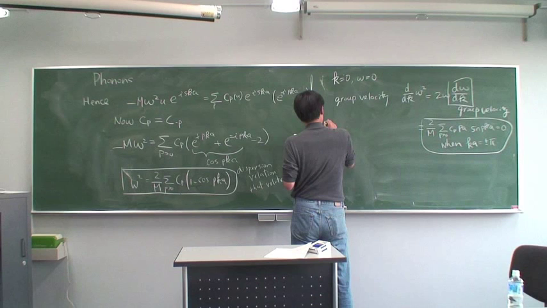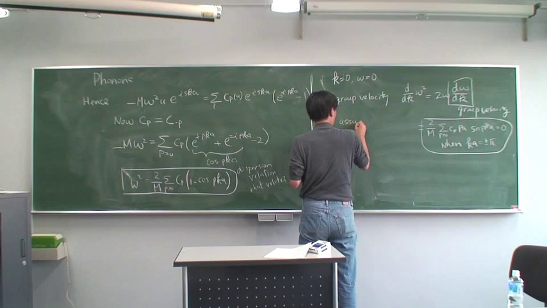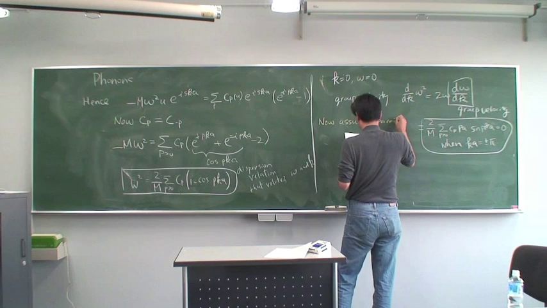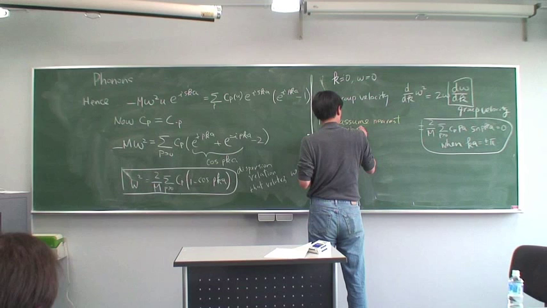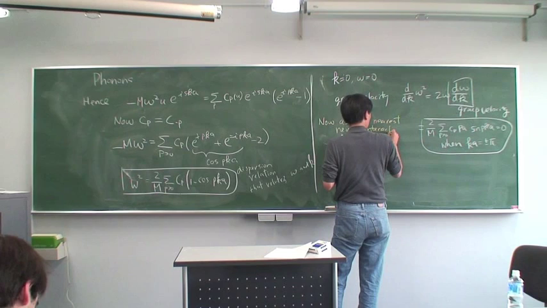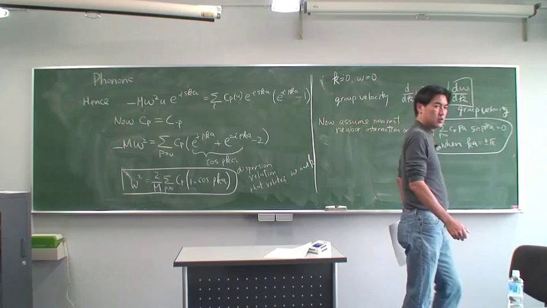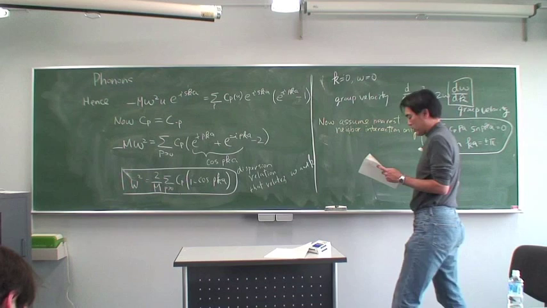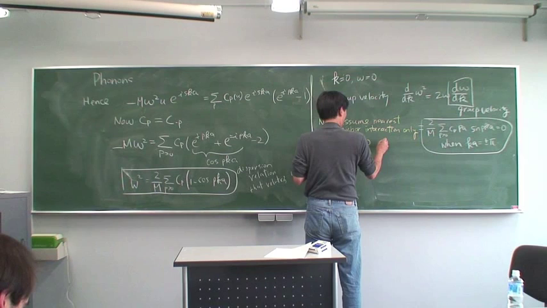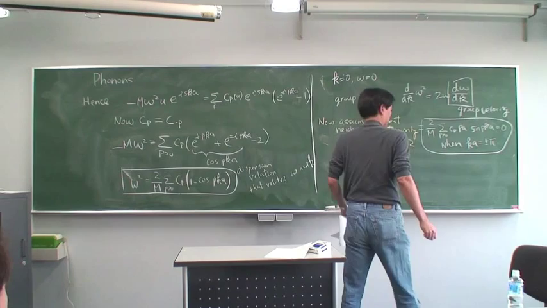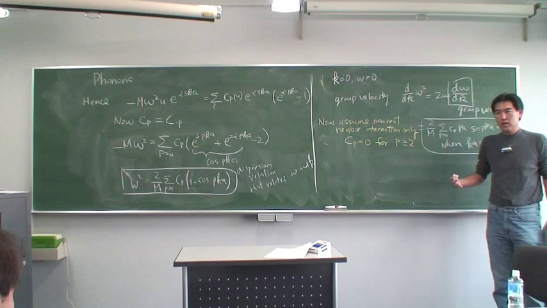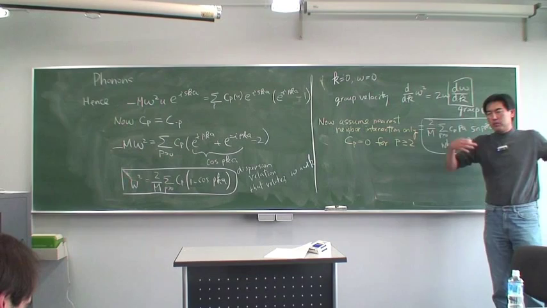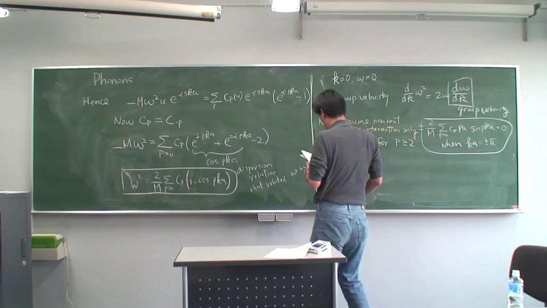Now, as I said, assume nearest neighbor interaction only. Then what happens is that C_p is 0 for p larger than 1. When p is how many atoms away? If it's right next to it, p equals 1. If two atoms away, p equals 2. So basically we just consider C_1 only.